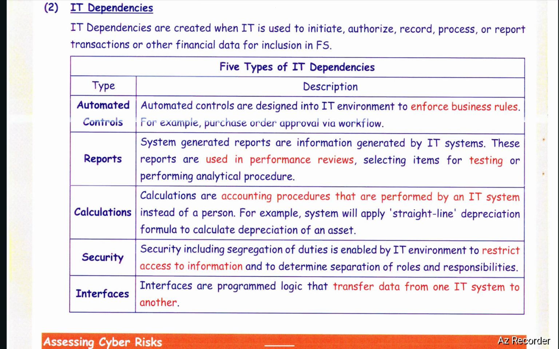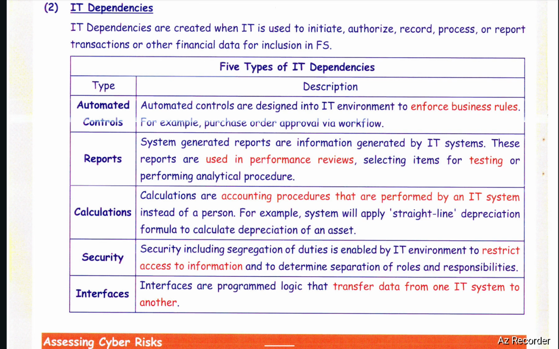First one, automated controls. Automated controls are designed into IT environment to enforce business rules. For example, purchase order approval via workflow. Second, report. System generated reports are information generated by IT systems. These reports are used in performance reviews, selecting items for testing, or performing analytical procedures. Third one, calculations. Calculations are accounting procedures that are performed by an IT system instead of a person.